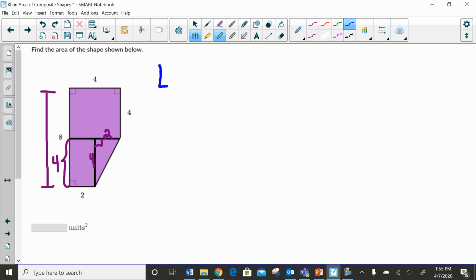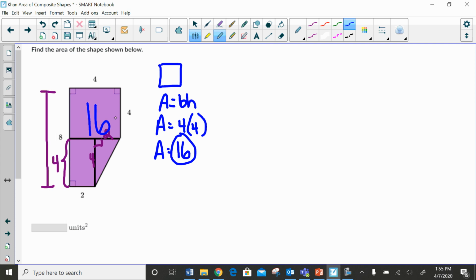So let's start with our square. Area equals base times height. And area equals the base of the square is 4. The height is 4. So 4 times 4 is 16. So this is 16 units squared just for the square.